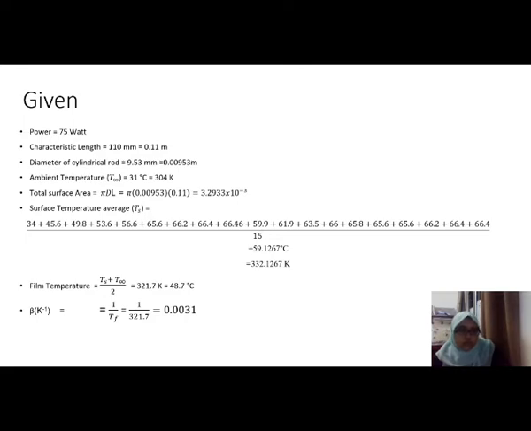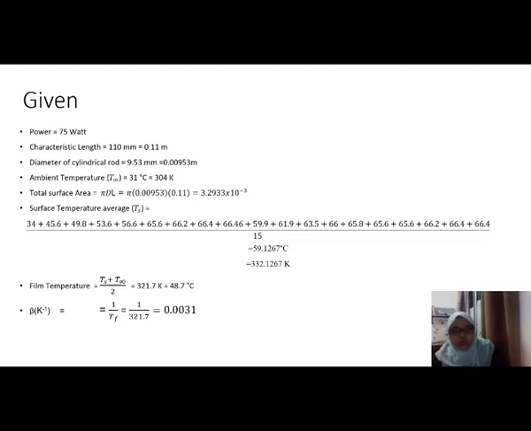We got 0.00953 meter, and after that we got the data for the ambient temperature. We got it in Celsius, so we need to convert to Kelvin by adding 273.